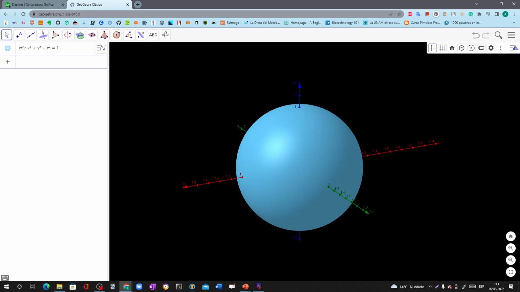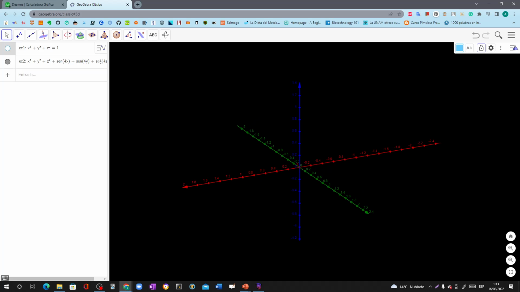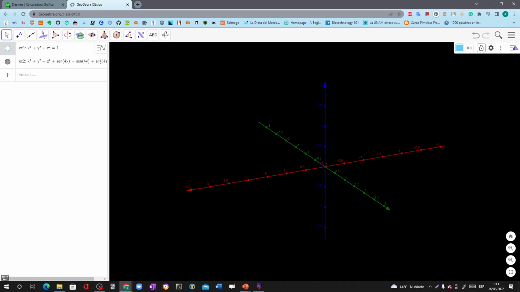But what happens if I try to draw this other one? x squared plus y squared plus z squared plus sine of 4x plus sine of 4y plus sine of 4z equals 1. What does it draw? Nothing. And no matter if I zoom in or zoom out, there is no surface.